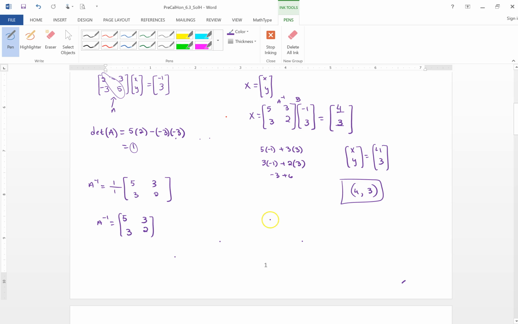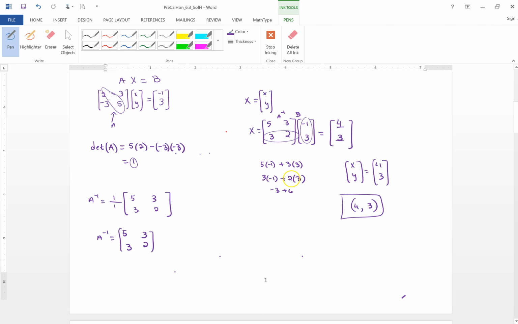Which 3? This one? How you get this one? Okay, so this is the second row, first column. So it's 3 times -1 and 2 times 3. 3 times -1 plus 2 times 3. It's like this. -3 plus 6. Second row, first column. Okay?